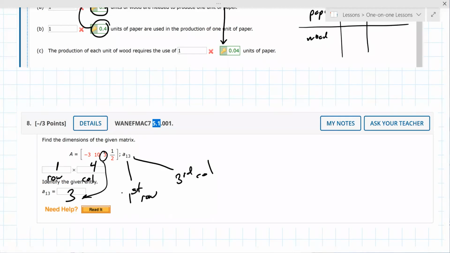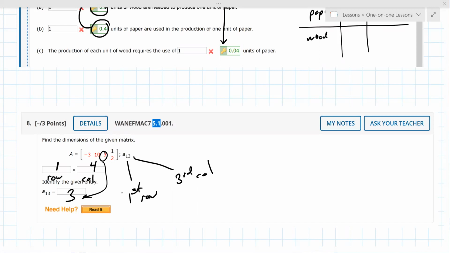Okay. Wait. 1 times 4. Oh, it's first row, third column. Okay, I'm just gonna write this down really fast. It's first row and then column, yeah. Okay.